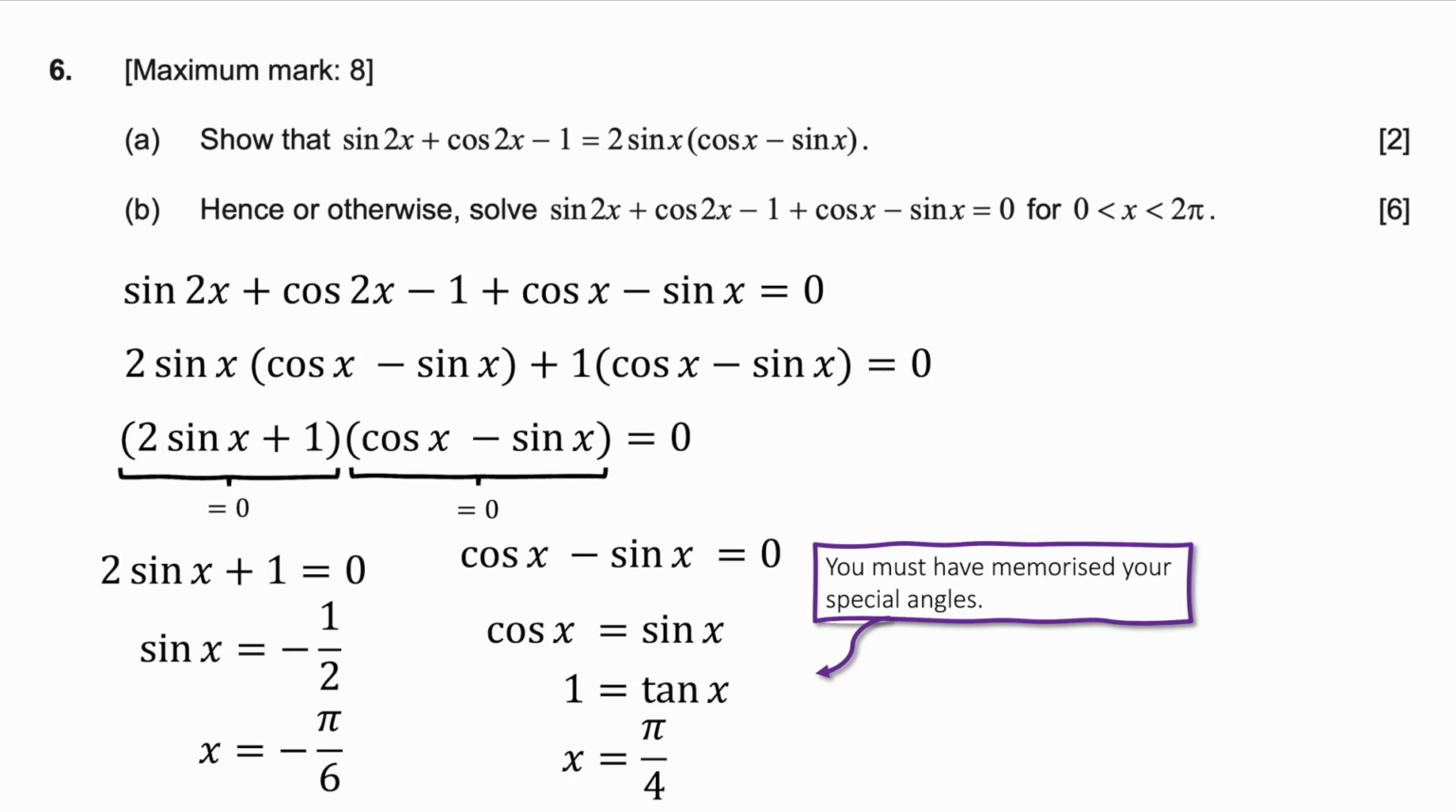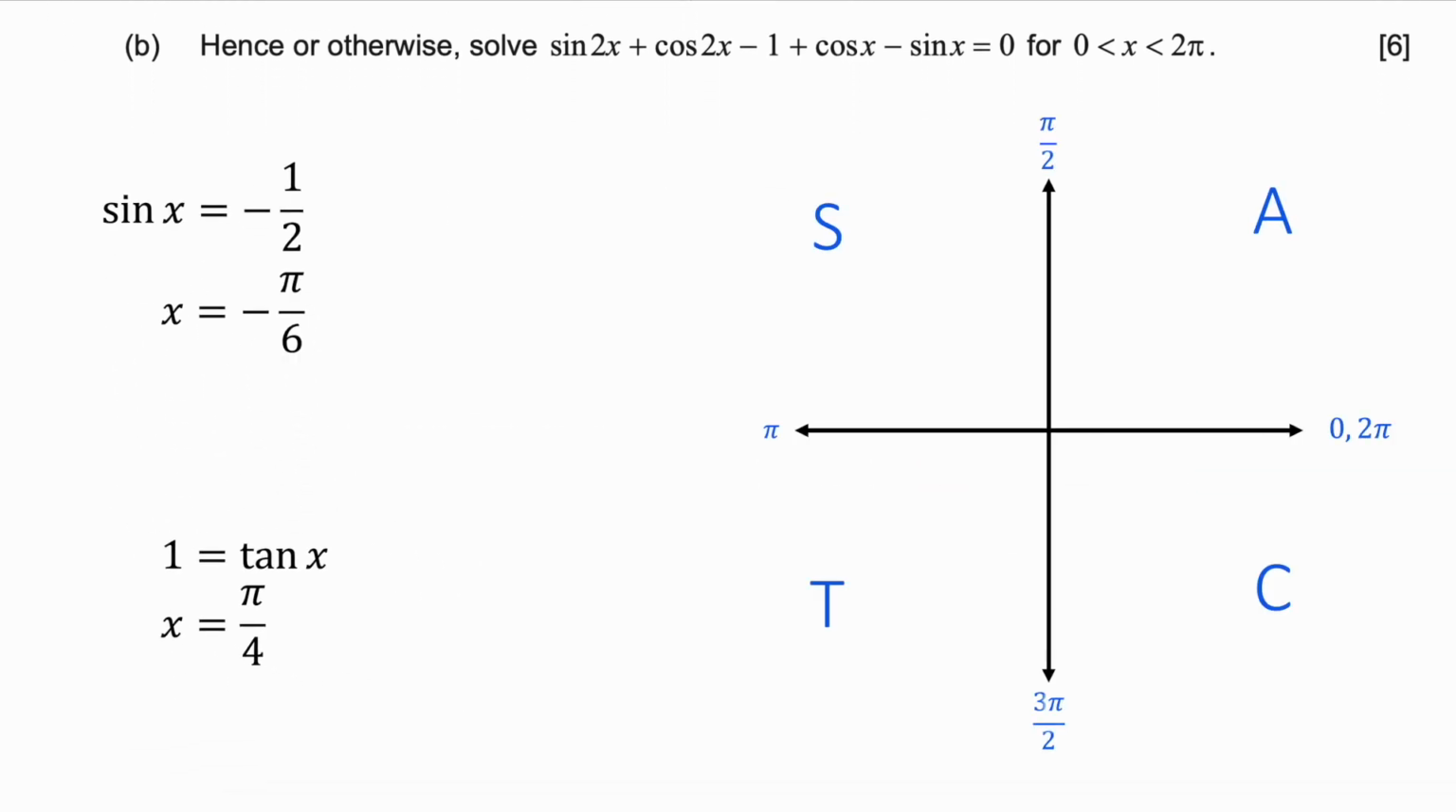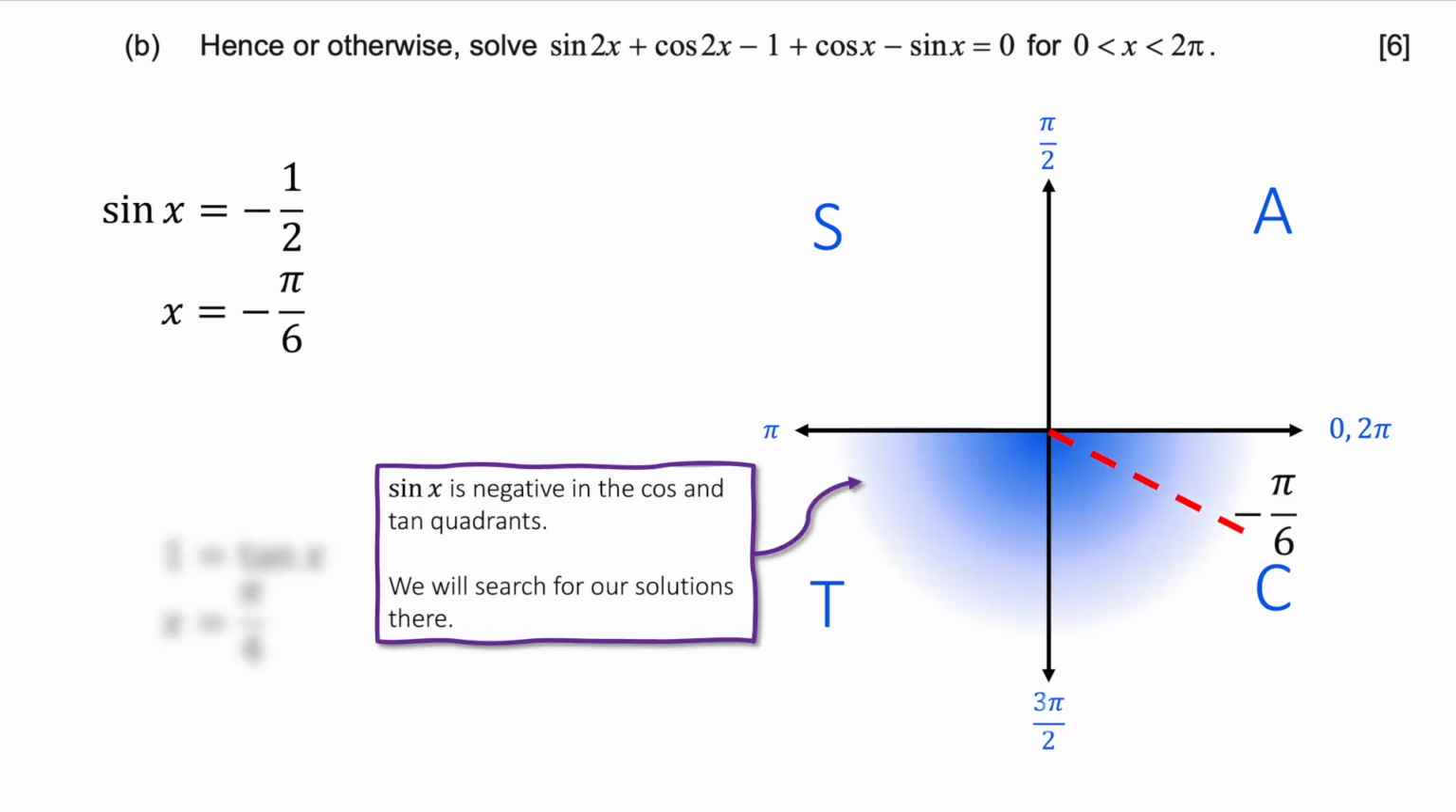Okay, we're really close. We just have to find where they repeat, because it does say in the question that 0 is less than x is less than 2 pi, so there are probably repeated solutions. So now we need a cast diagram, and let's focus on sin of x equals minus a half first. When I do that, I get that it is in the negative quadrants, because we know sin of x is equal to a minus number. Sin of x is equal to a minus a half. So it's in the tan quadrant and the cos quadrant, because they're the quadrants where sin of x is negative.